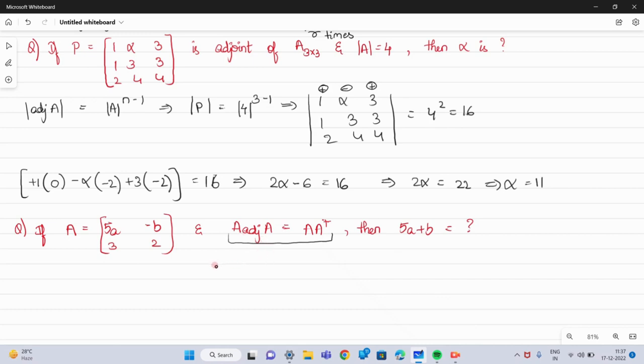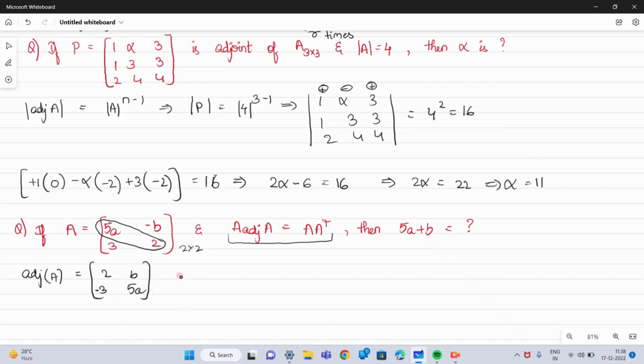I already discussed with you all the trick to find out the adjoint of A when A is a 2 cross 2 matrix. Here A is 2 cross 2, so the trick can be applied. From that trick we can find out the adjoint of A as: interchange these diagonal elements 2 and 5A and add the negative sign for the non-diagonal elements. This is the adjoint of A.